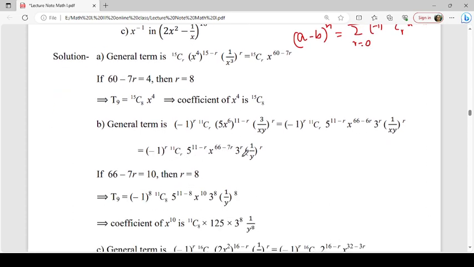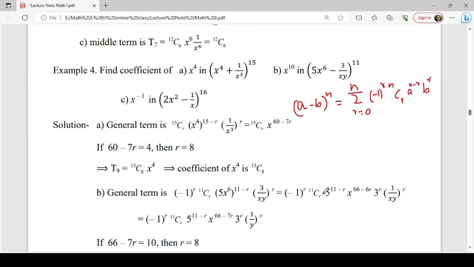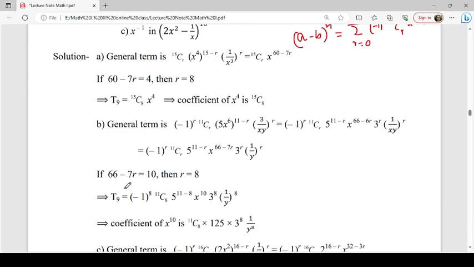So we consider only this one, x to the power 66 minus 6r. In the general term, power of x is 66 minus 6r. So this 66 minus 6r should be equal to 10. So r is 8. So r is 8 means we write T9, and here we put r is 8. So this is minus 1 to the power 8, 11C8, 5 to the power 11 minus 8, x to the power 10, 3 to the power 8, and 1 by y to the power 8.